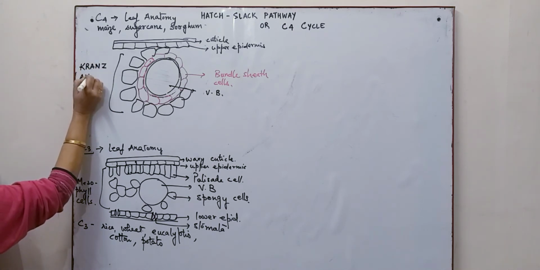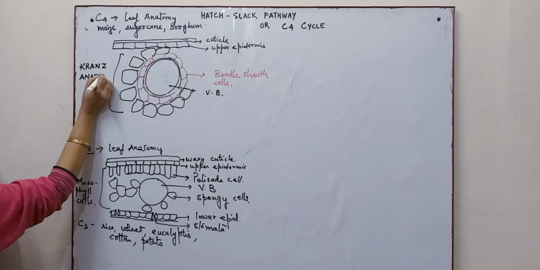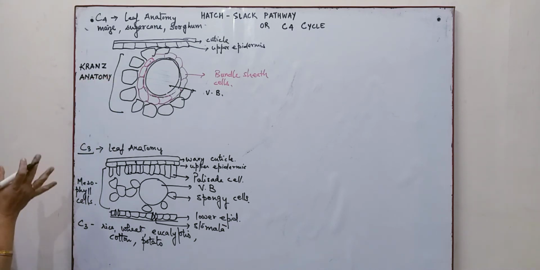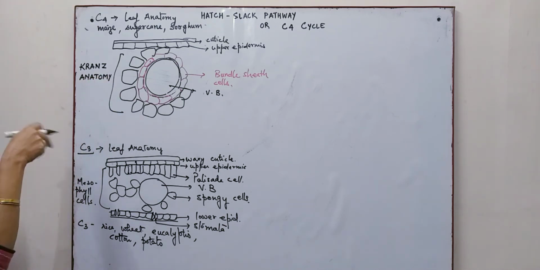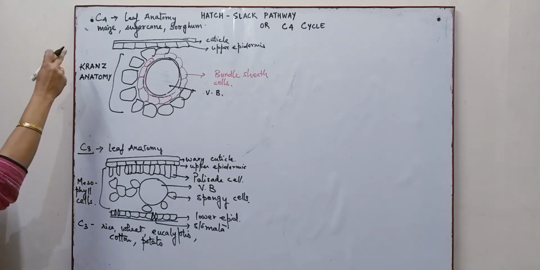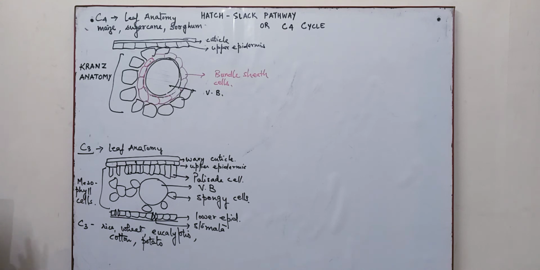This is known as Kranz anatomy because Kranz means wreath, and a wreath is circular, and similarly the bundle sheaths are enclosing the vascular bundle in a circle, and therefore the name Kranz is given to it. So the C4 plants are known to have the Kranz anatomy, and the bundle sheath cells are characterized by having a large number of chloroplasts, and they have thick walls.